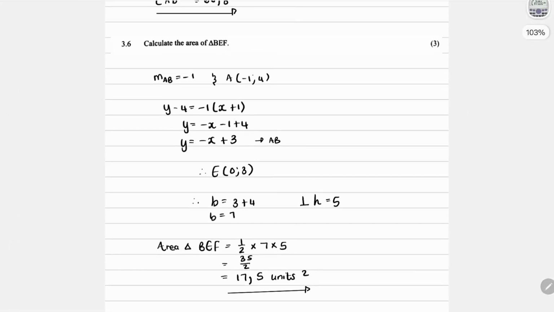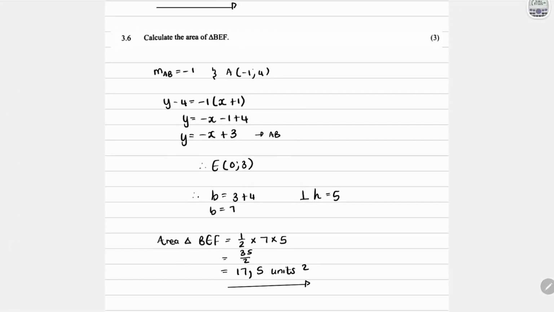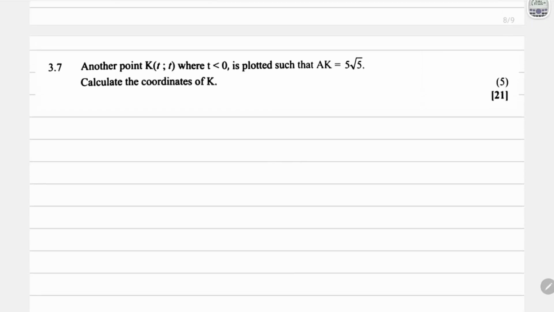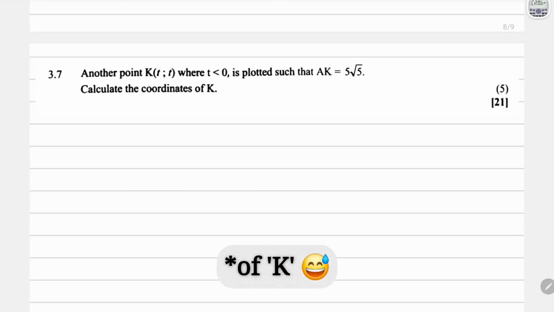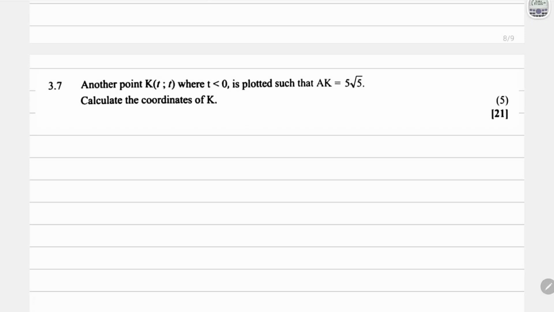And then we move on to the last question in question 3. Okay, last question 3.7, of course, in question 3 says another point K, which is (t, t), where t is less than 0, is plotted such that AK is equal to 5 square root 5. We need to calculate the coordinates of T. Okay, so they tell us what t is. t is less than 0. They don't give us the value yet, of course. They want us to find exactly what the coordinates of K is, since we know it's (t, t).